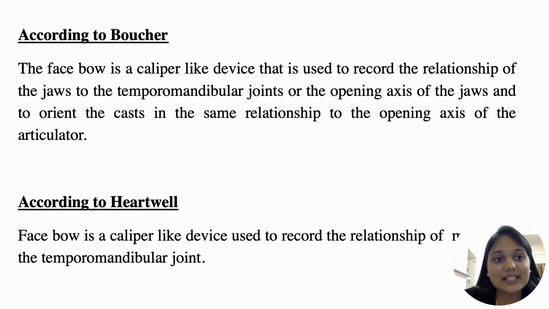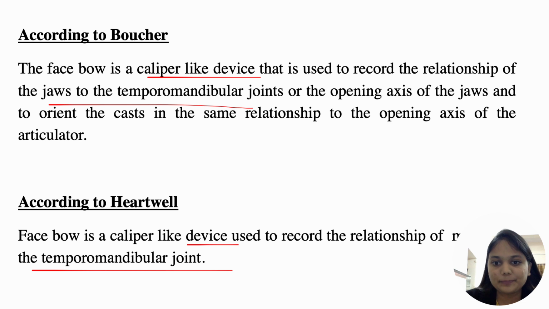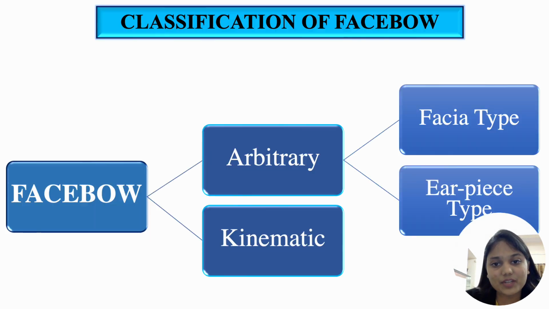According to Boucher, the face bow is a caliper-like device that is used to record the relationship of the jaws to the temporomandibular joints or the opening axis of the jaws, and to orient the cusps in the same relation to the opening axis of the articulator. According to Hartwell, the face bow is a caliper-like device used to record the spatial relation of the maxilla to the temporomandibular joint.